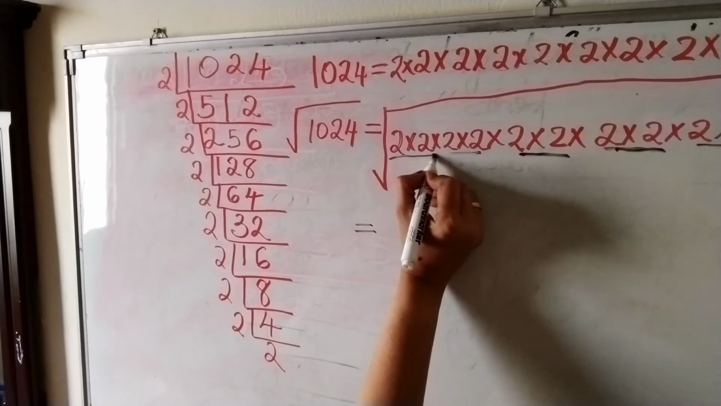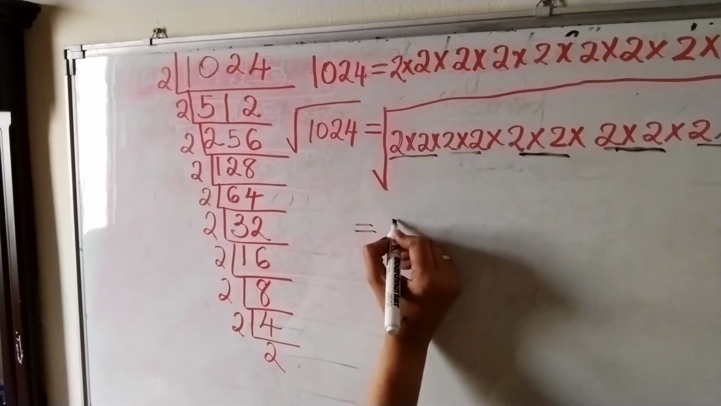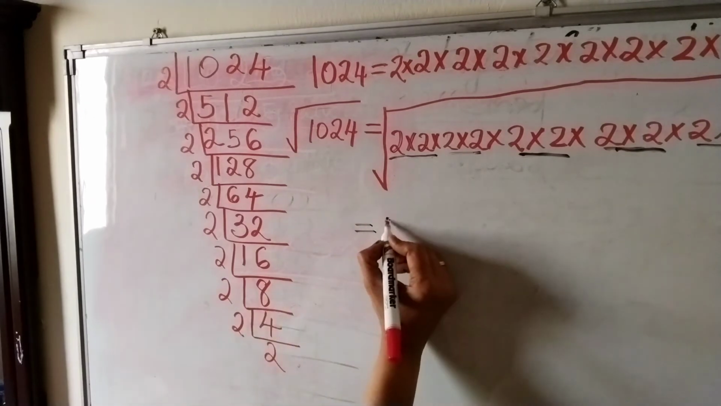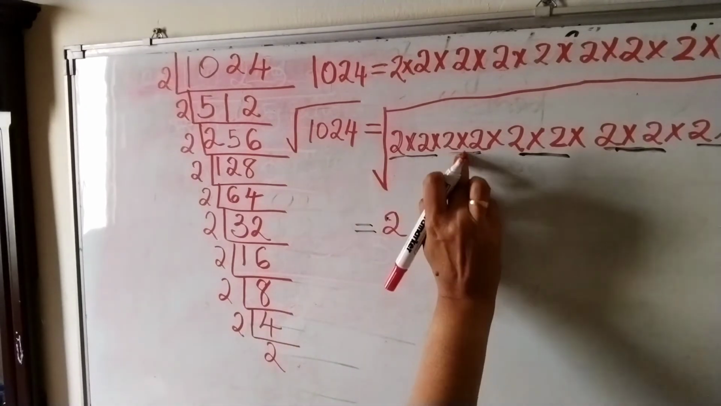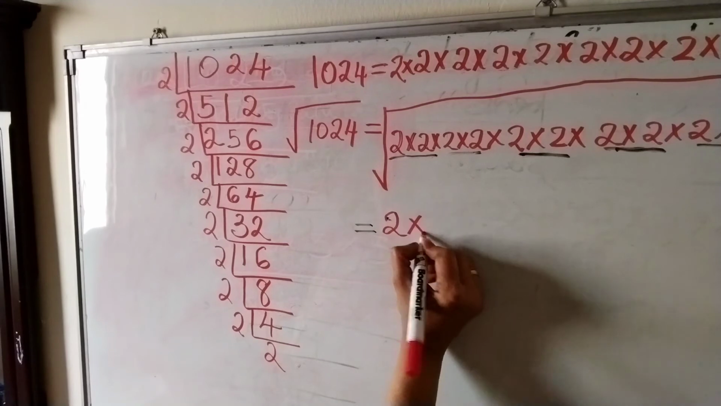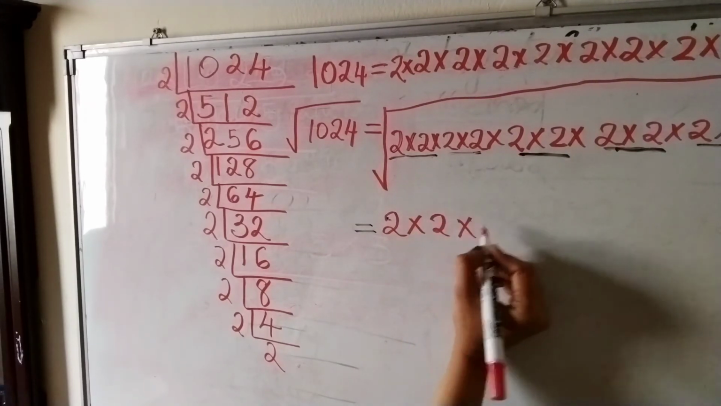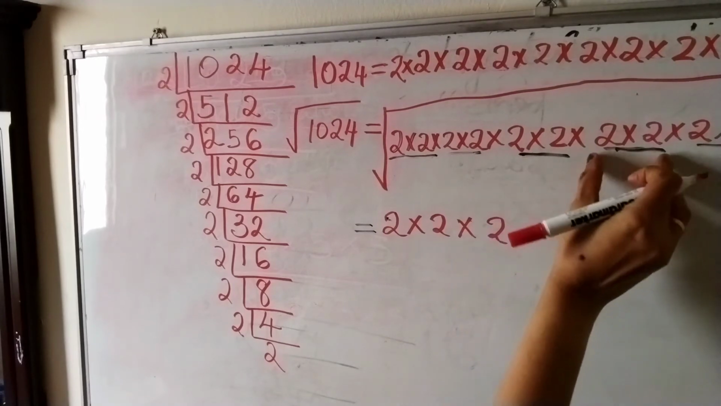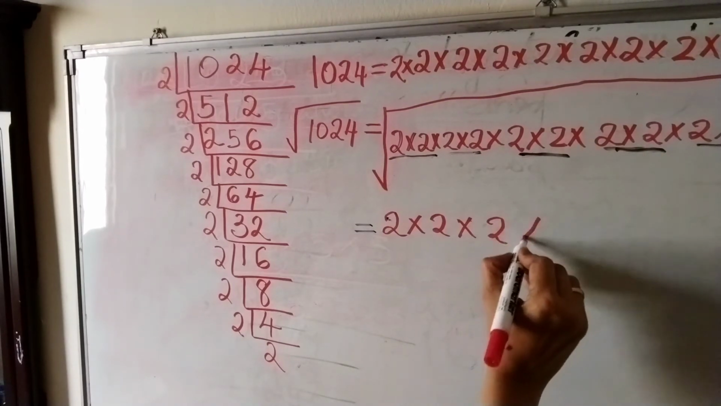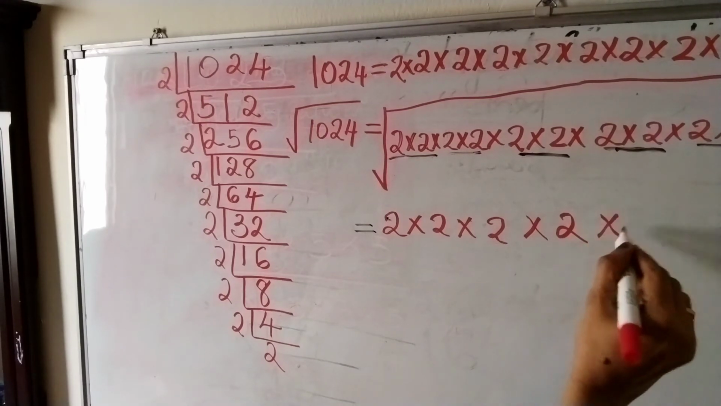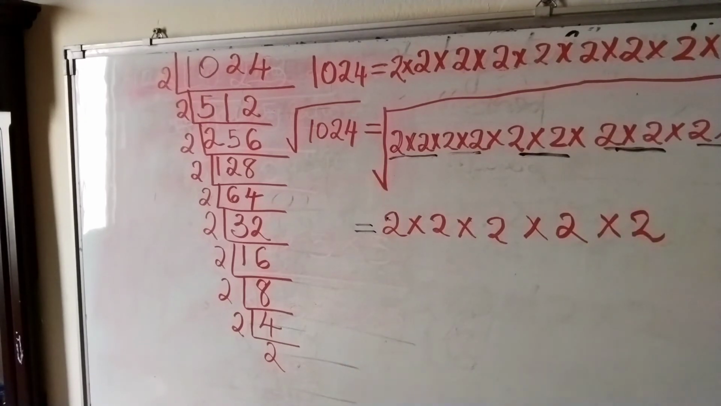Out of these, from each pair we take one 2. From this pair, we take one 2. From this pair, we take one 2. From this pair, we take one 2. From this pair, we take one 2. From this pair, we take one 2. Then how many 2s are here? 5 2s we get. Okay.